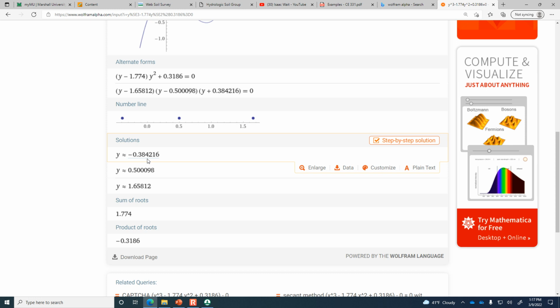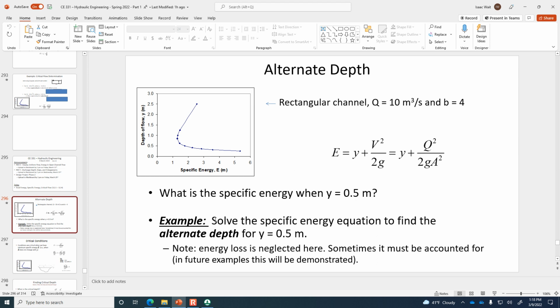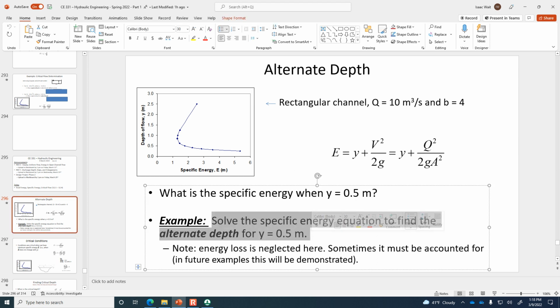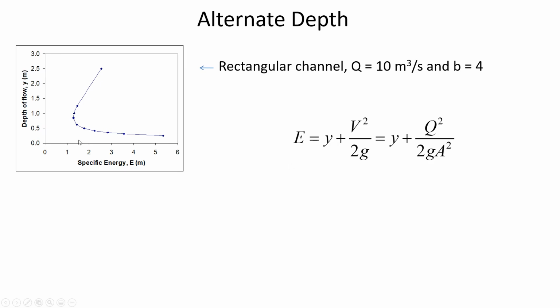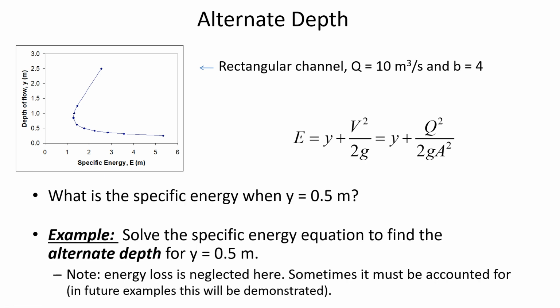Did anybody else get that same depth solving for the roots with the Casio? All right. So the question was asking, solve the specific energy equation to find the alternate depth for 0.5 meters. So 0.5 meters is here on the specific energy diagram. What is the other depth, the other crossing point that had the same amount of specific energy? 1.66 meters. So water could flow through a channel and have the same specific energy at a depth of half a meter, which is supercritical flow, or at 1.66 meters, which would be subcritical flow.